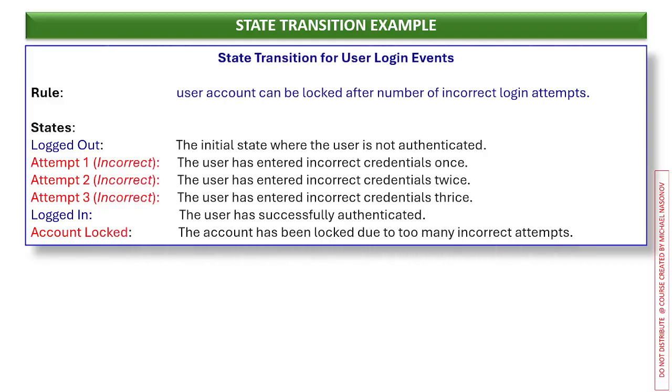Let's take a good look at a state transition example. State transition for user login events. Rule: the user account is locked after a number of incorrect login attempts. States: logged out, the initial state where the user is not authenticated. Attempt 1 incorrect, the user has entered incorrect credentials once, and so on. Attempt 2, attempt 3, all three are incorrect. Logged in, the user has successfully authenticated. Account locked, the account has been locked due to too many incorrect attempts. Those are the identified states.